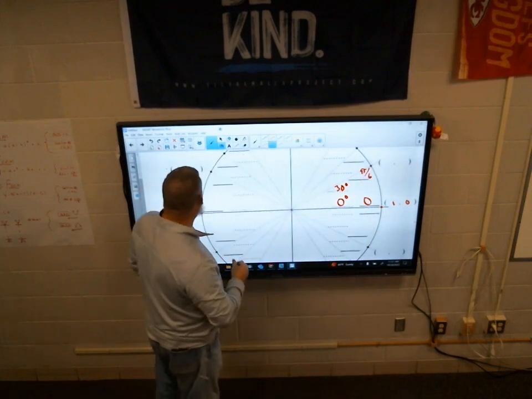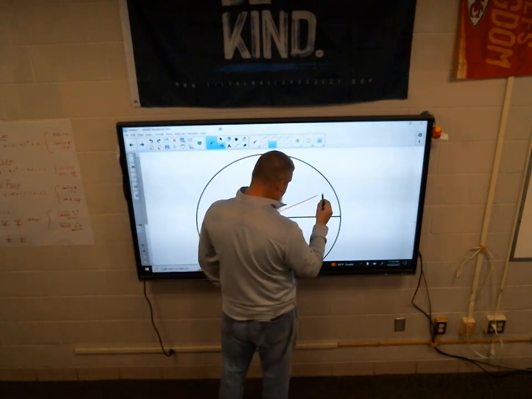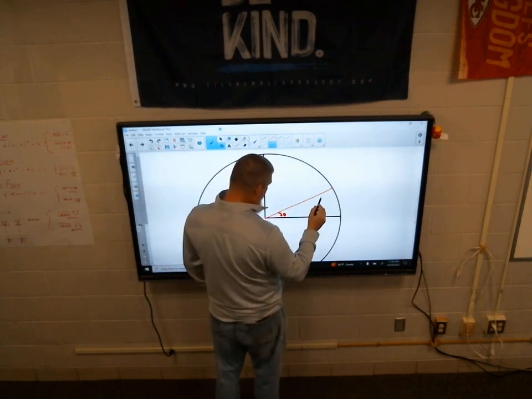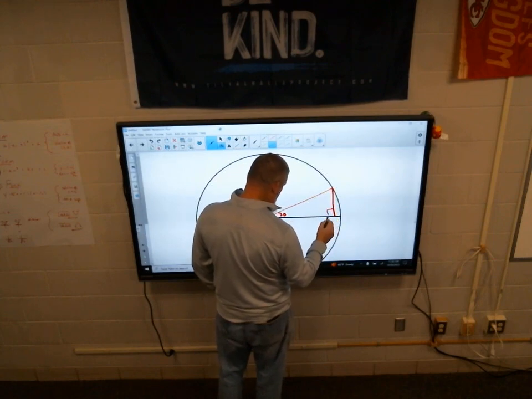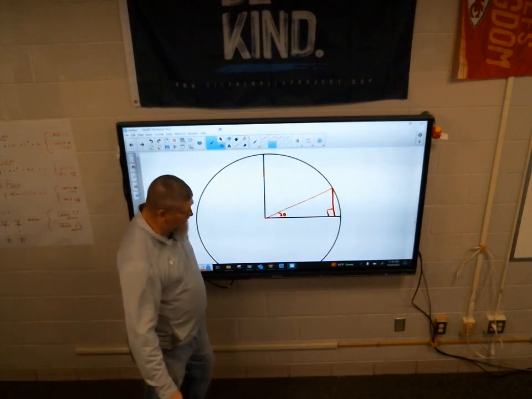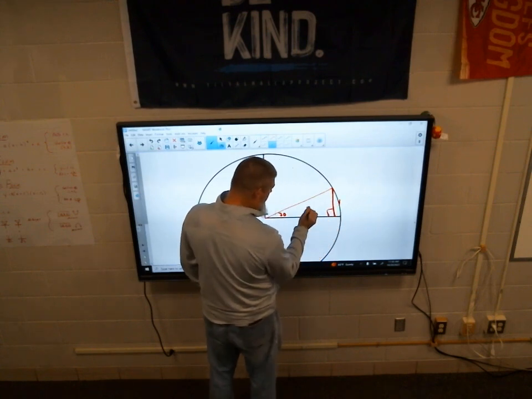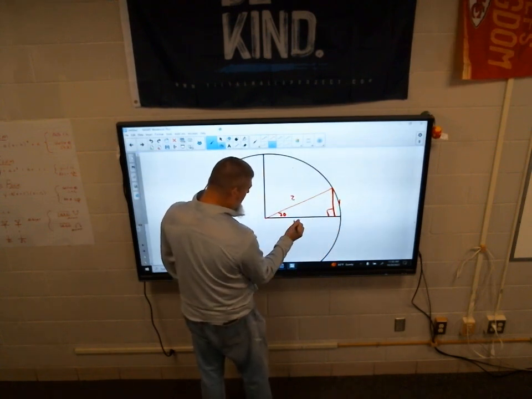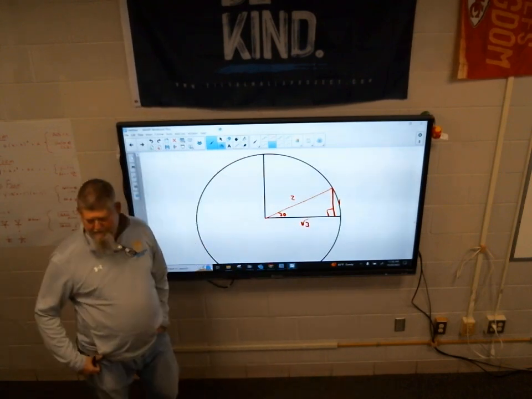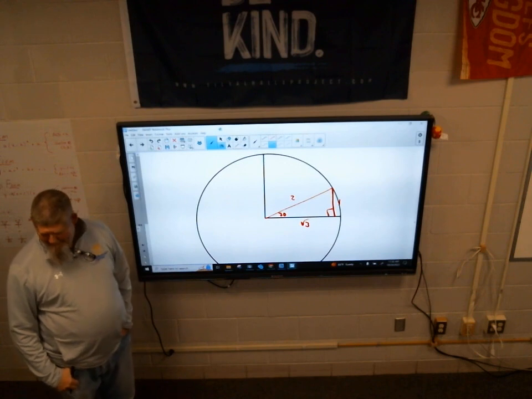Okay, so let's go back and use our brains from way back when. And we have a 30-degree angle. What are the side lengths of a 30-degree angle? Does anyone remember? 30, 60, 90. What are they? Across from 30 is 1. So the hypotenuse would be 2. And the other side is radical 3. 1, 2, radical 3.